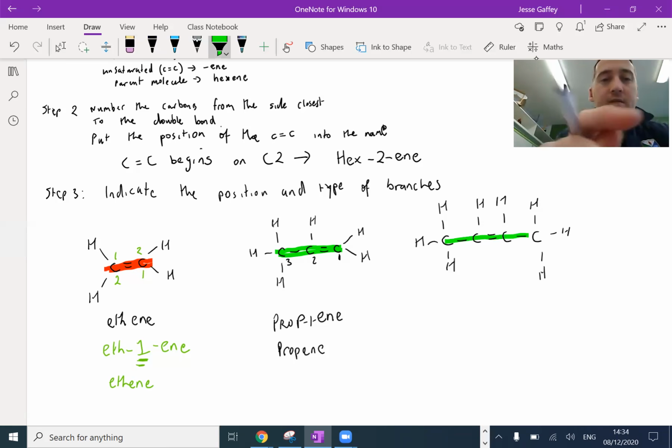Okay, so parent molecule, we've got 4 carbons in a chain. And it's got a double bond, so it's going to be something-ene, and it's got 4 carbons, so butene is the parent molecule, butene.